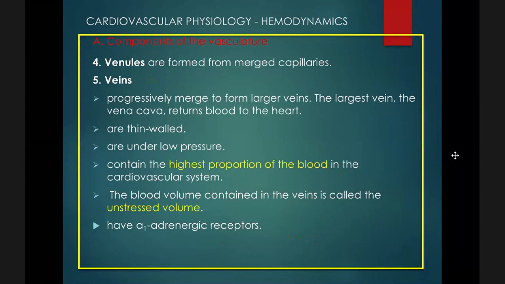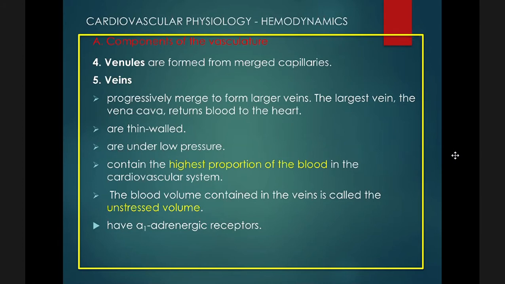Okay, venules merge from capillaries, and veins have the highest proportion of blood in the cardiovascular system. They can contain as much as 3.5 to 4 liters of blood. So sa 5 liters na volume mo, minsan yung 2.5 to 3 liters nasa veins. Kaya siya tinatawag na venous capacitance, capacitance vessels.